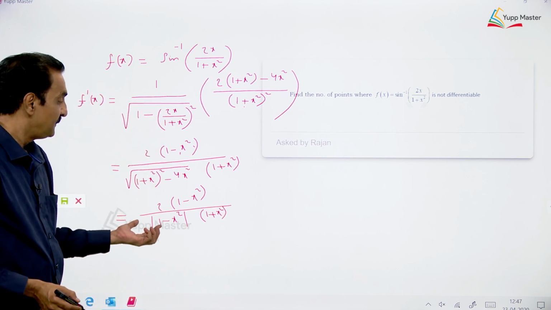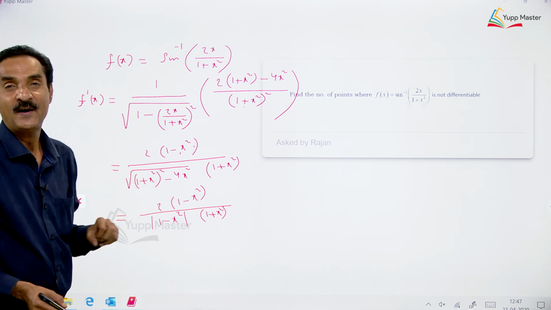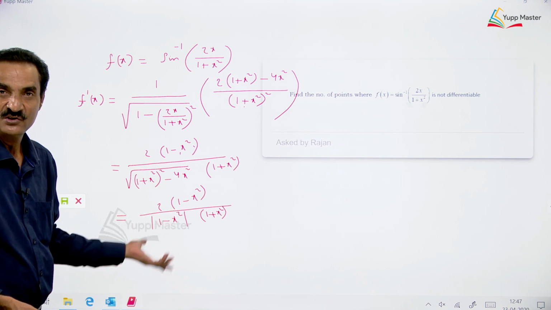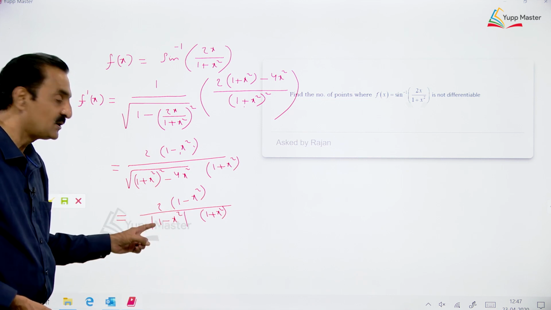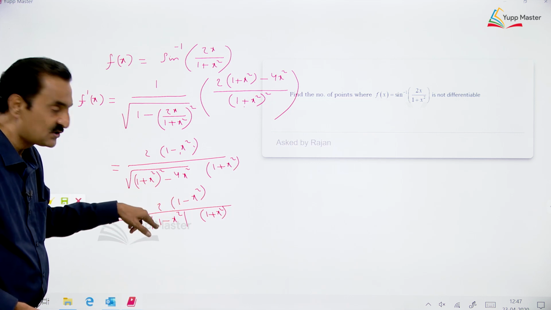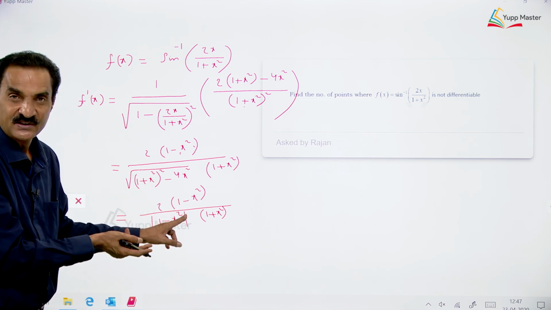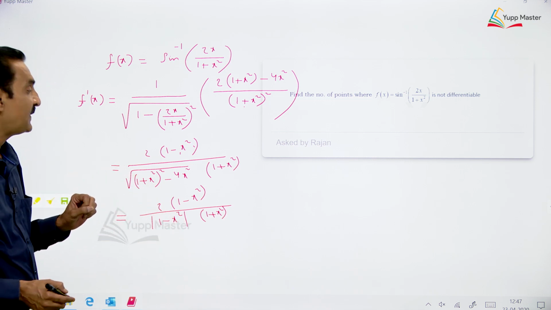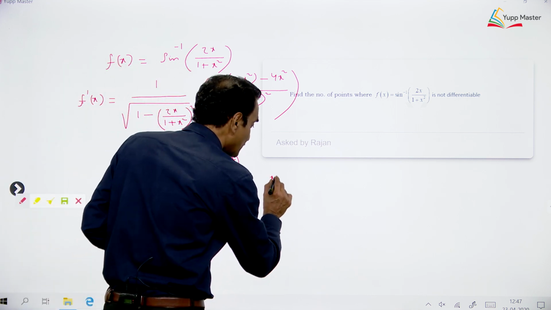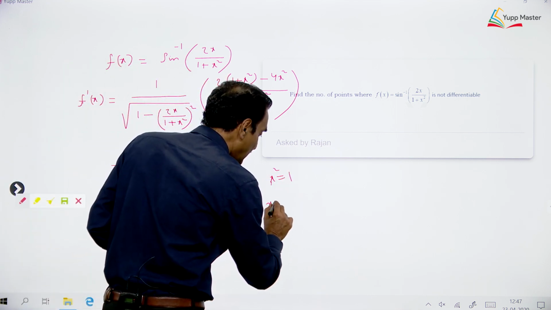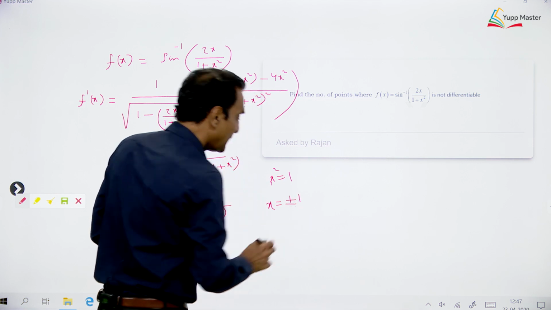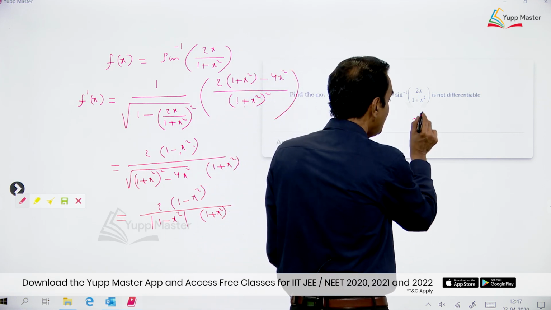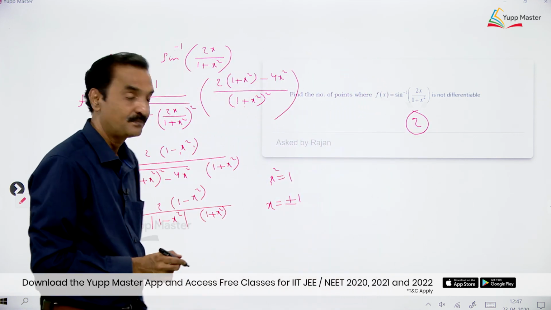Now, for what values of x is it not defined? For x is equal to plus or minus 1, it is not defined, you are getting 0 by 0. If x square is not equal to 1, then you can cancel these two. Then you will be getting 2 by 1 plus x square, it is defined for any real value. So, f dash x is not defined at x square is equal to 1, or x is equal to plus or minus 1. So, the number of points where it is not differentiable is 2. Answer is 2.